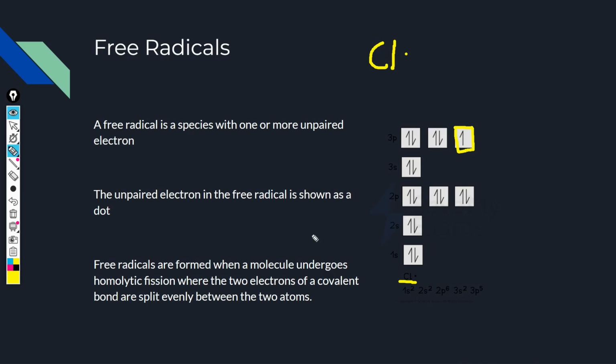And free radicals are mostly formed in homolytic fission, which is basically when the 2 electrons of a covalent bond are split between 2 atoms, and it causes a free radical to form. So that is everything we need to learn about electronic configuration of atoms in CIE chemistry.